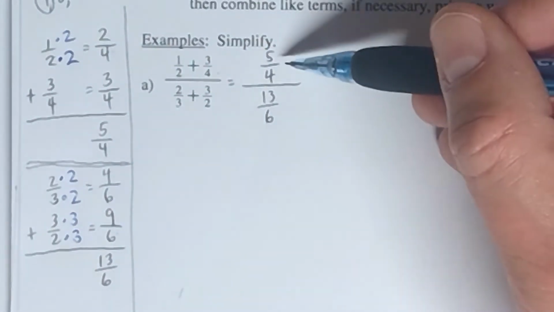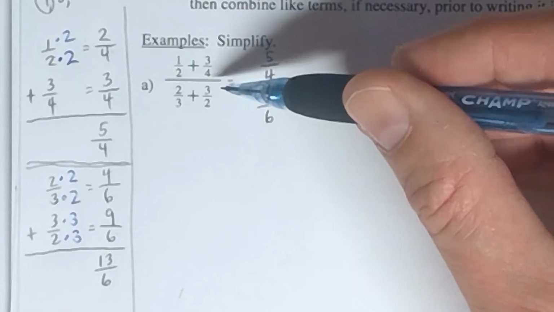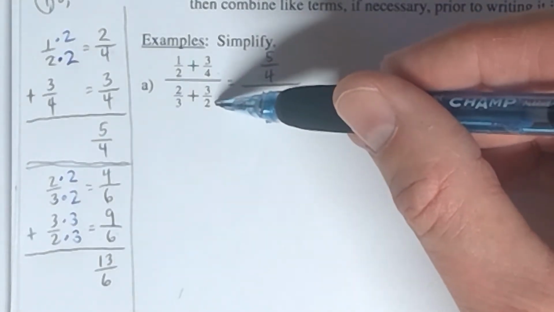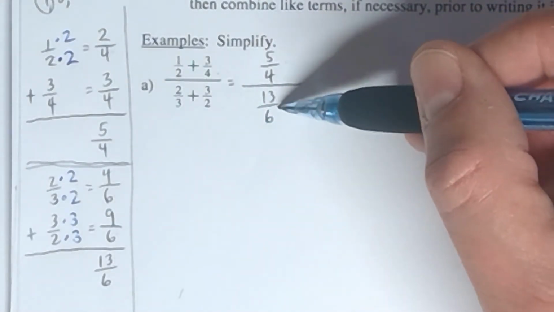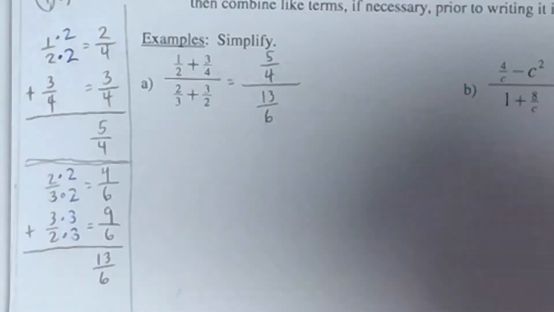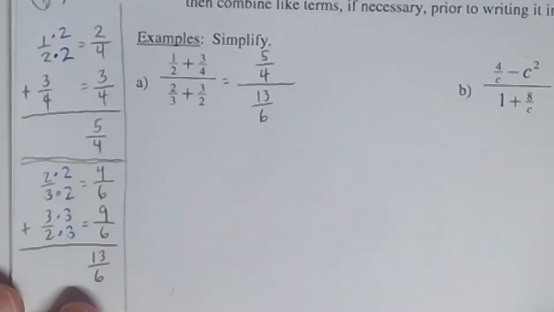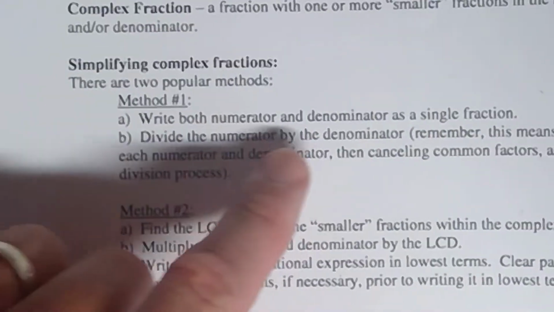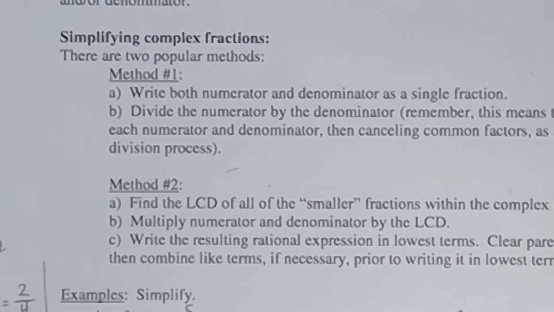So that is the first step, to take the part that's above the big fraction bar, make it into a single fraction, and then do exactly the same thing underneath the big fraction bar, make that into a single fraction also. Now that I've done that, I go on into step B right here, the second step, and that says to divide the numerator by the denominator.